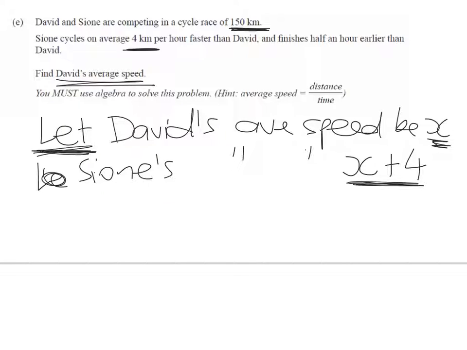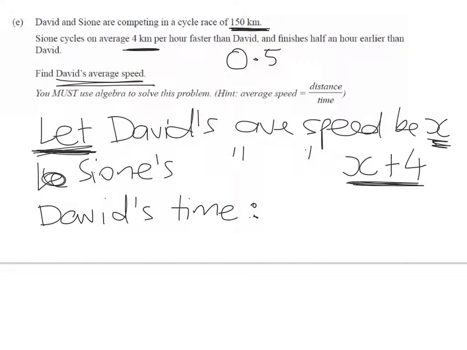And we know that Sione finishes half an hour earlier than David. So the time difference is going to be 0.5. So how long does it take David to do the race? What will David's time be? Well, let's think about it.